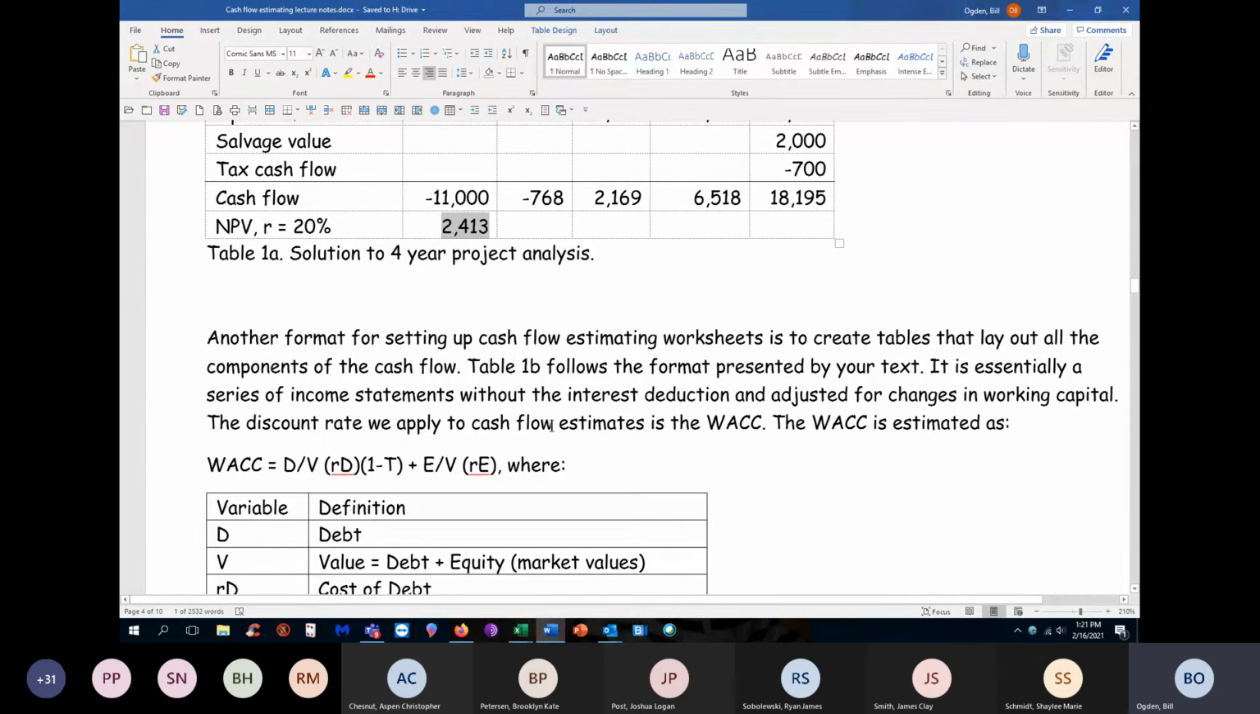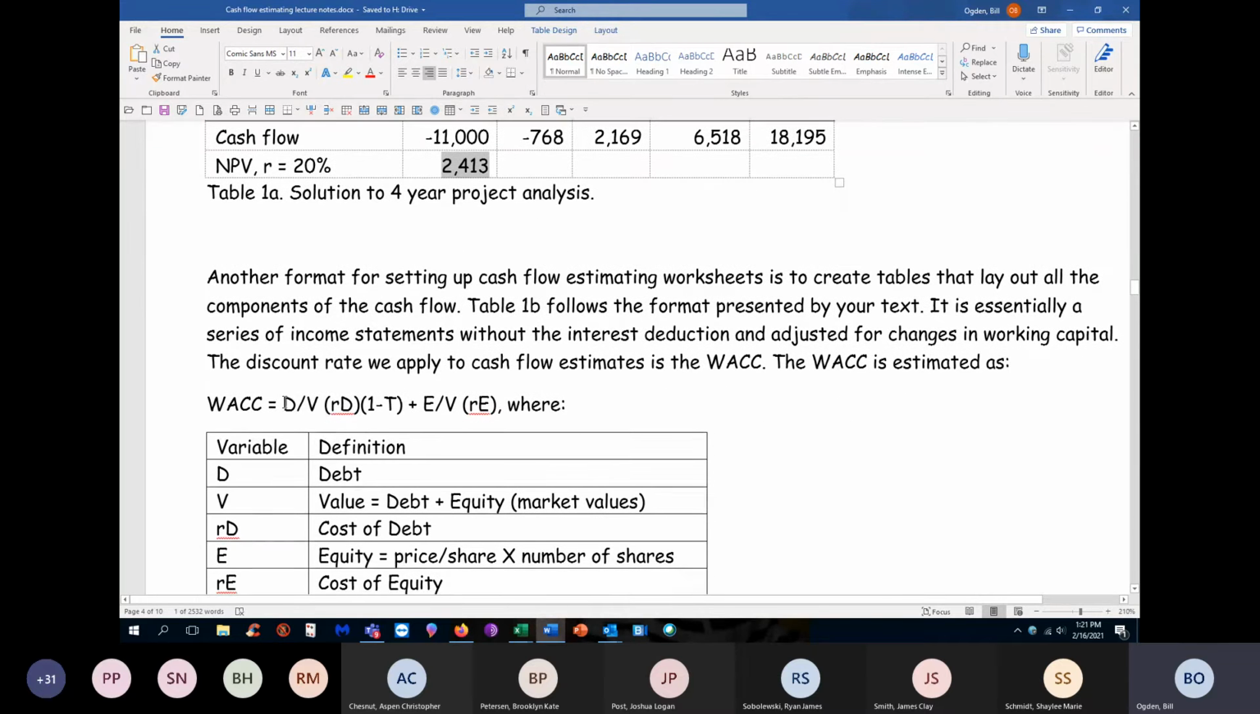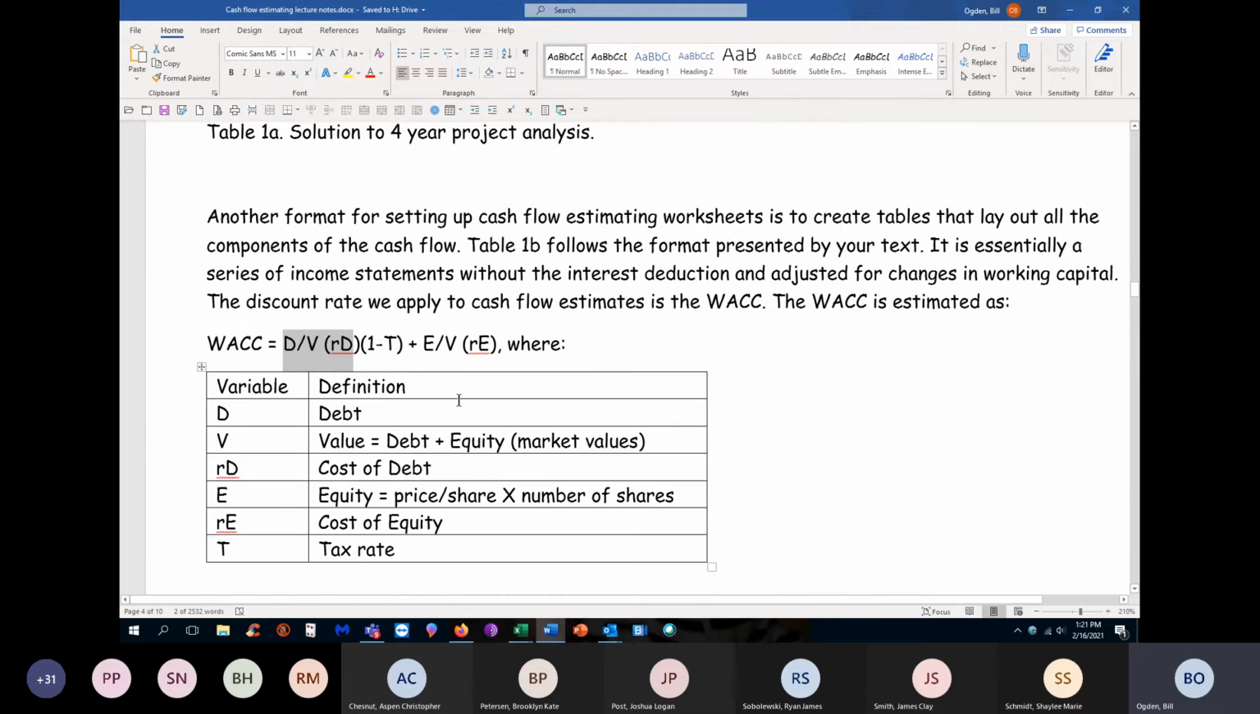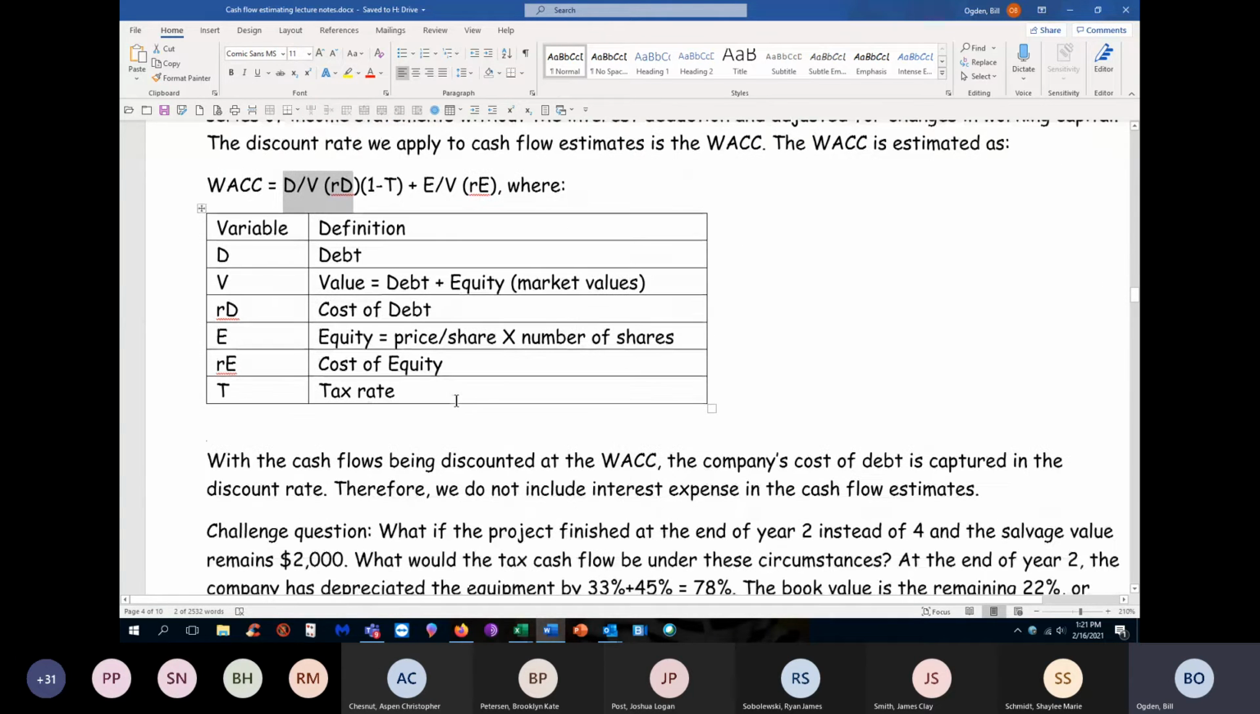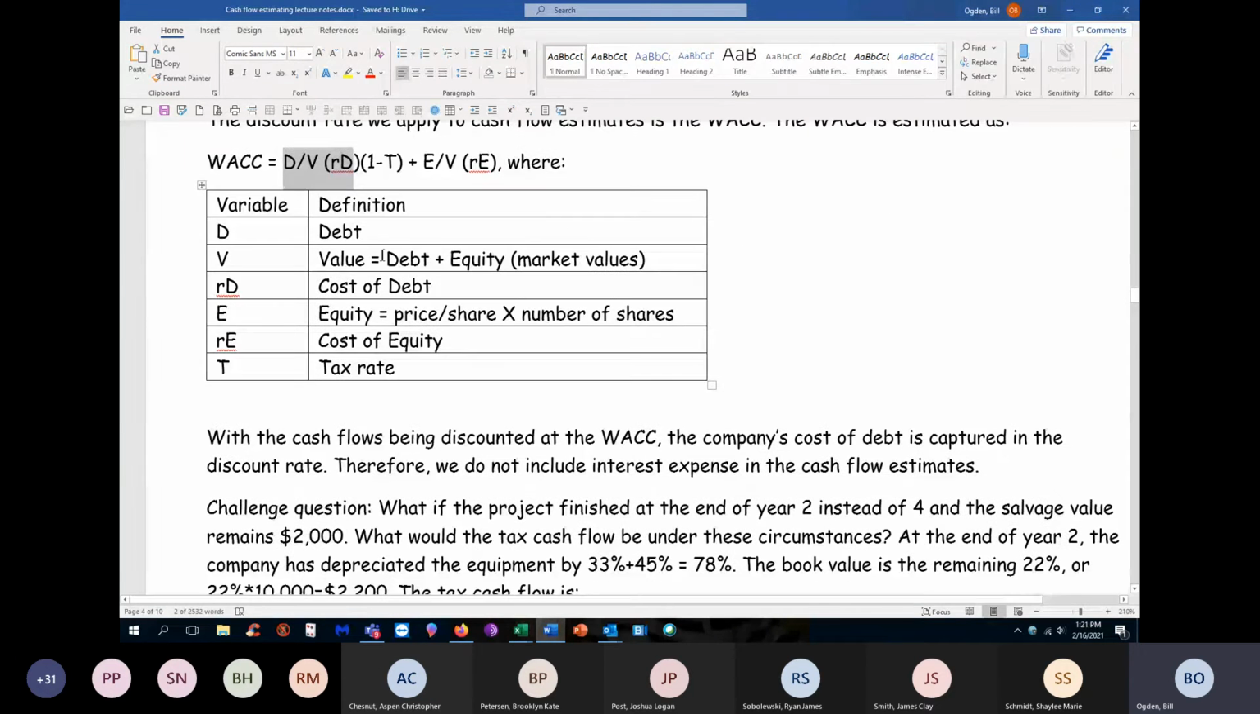The discount rate we apply to the cash flow estimates is the WACC. So this is the WACC. Debt to value times RD times 1 minus T plus equity to value times the cost of equity. And these are all defined here. And this is something we will get into in much detail in Chapter 19, which is our next chapter. So we will kind of buzz by this right now. I'm just trying to say this is the discount rate we would use.